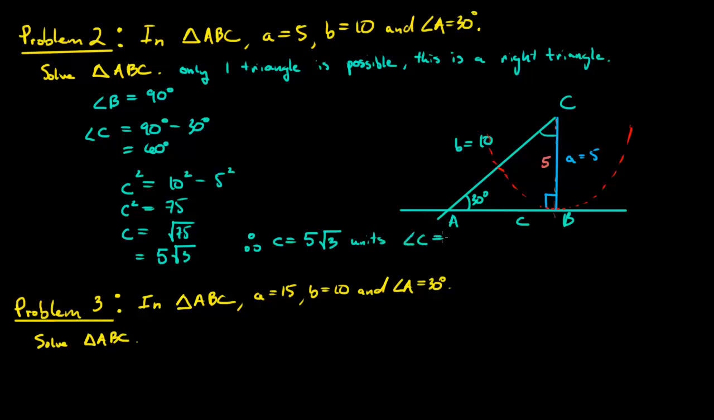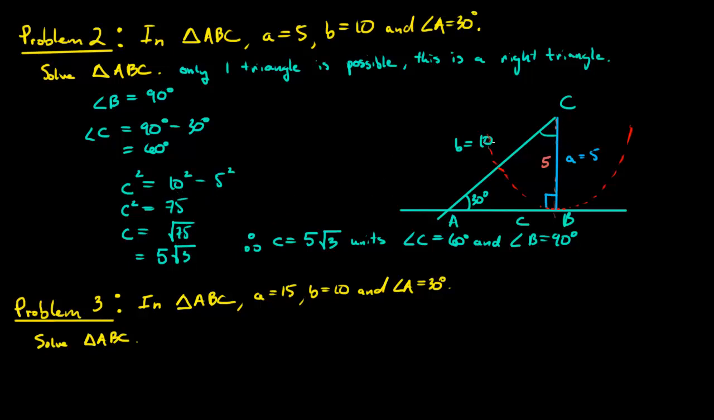Angle C is equal to 60 degrees, and angle B was 90 degrees. Now, an important thing to note here is that since this was a 30, 60, 90 triangle, I didn't really have to use the Pythagorean theorem. I could have just looked at the ratio of the sides.